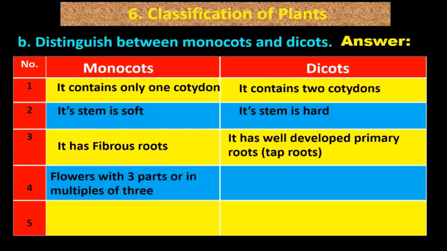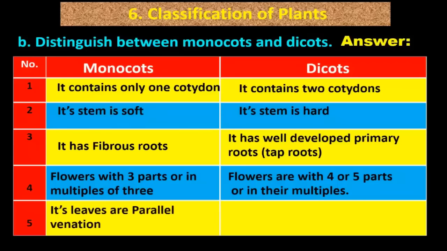Monocots: flowers with 3 parts or in multiples of 3. Dicots: flowers are with 4 or 5 parts or in their multiples. Monocots: its leaves are parallel venation. Dicots: leaves are with reticulate venation.